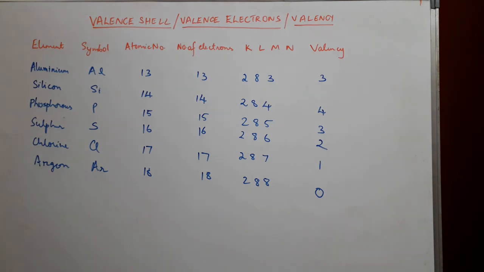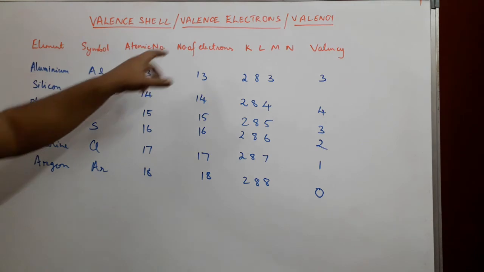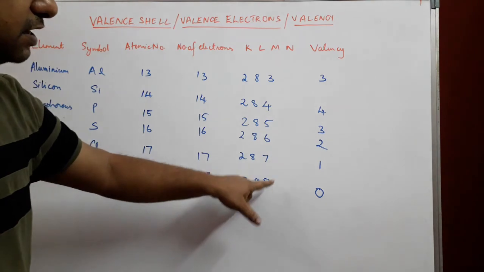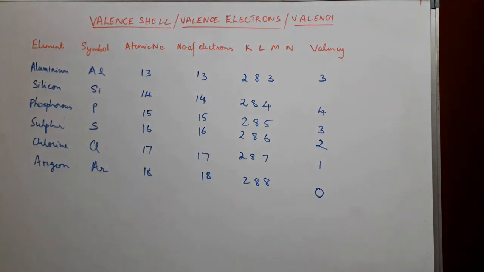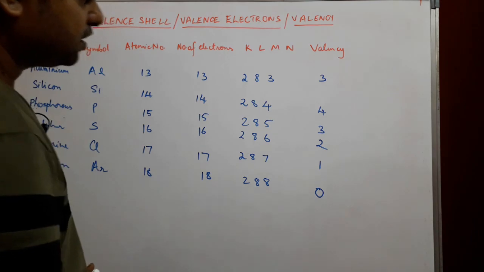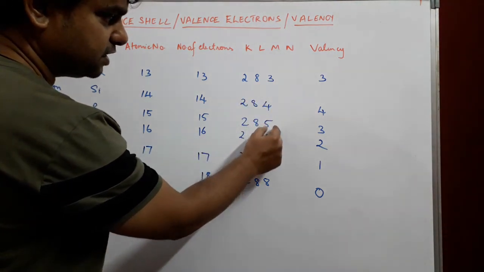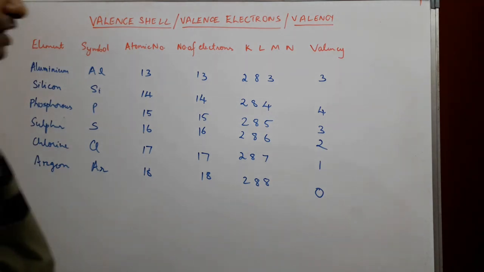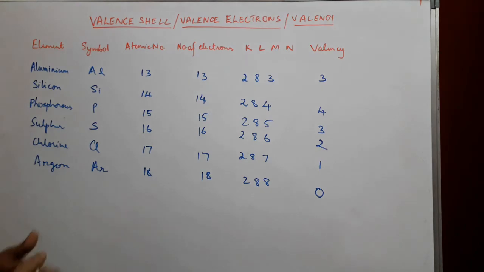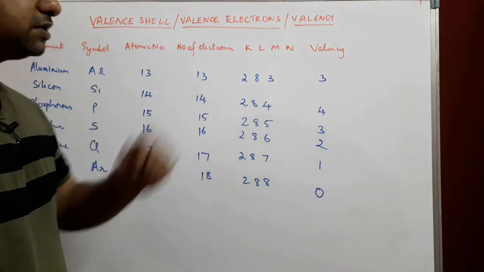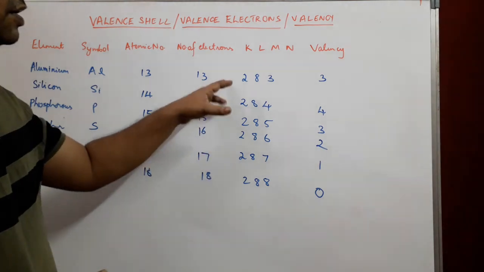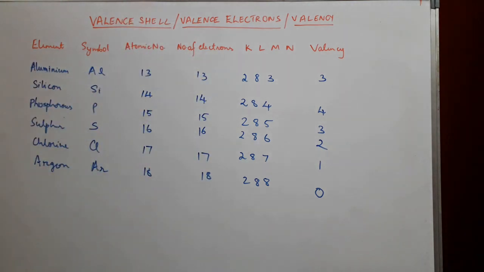So once again we will go through this. What is a valence shell? The outermost shell. Now these are all the outermost shells. The last shell basically becomes the outermost shell. That is called a valence shell. What are valence electrons? Electrons present in the valence shell, that is the outermost shell, make up the valence electrons. And what is valency? The ability or the tendency of an atom, of an element, to either lose electrons or gain electrons to achieve the stable configuration is referred to as the valency of that particular element.